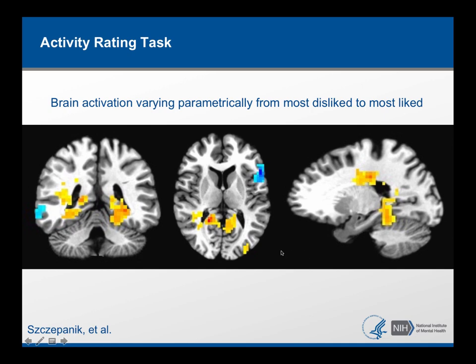And when we look at brain activation that varies parametrically from most disliked to most liked, we actually see robust activation in the posterior cingulate and in parahippocampal cortex areas, as well as in the insula. So we're getting into some areas that are related to that triple network model within a reward processing domain. And we're currently piloting this task in depressed subjects as well.